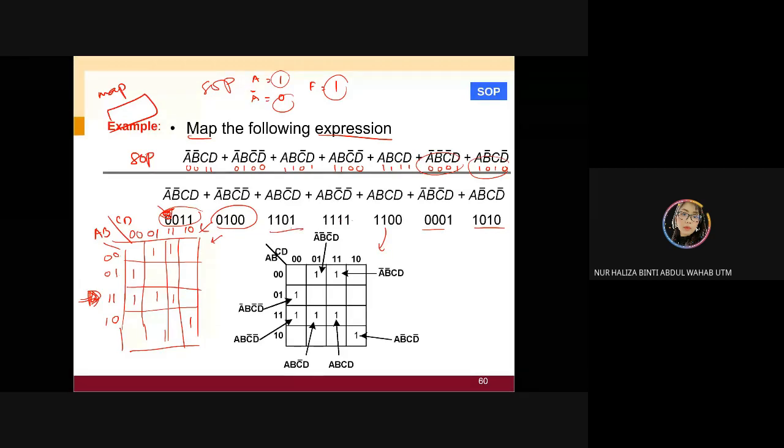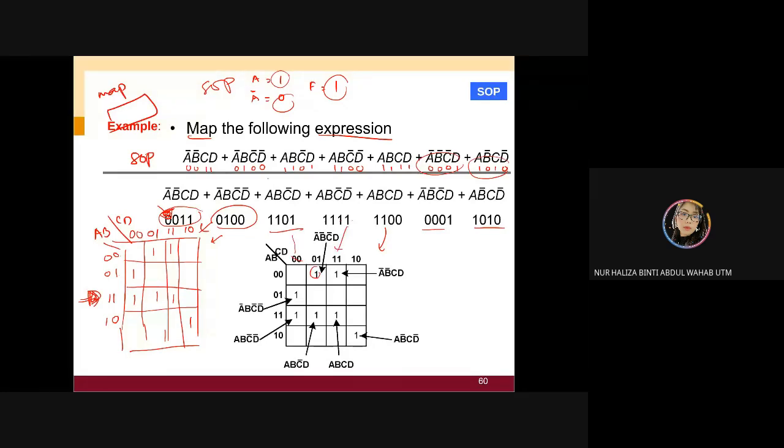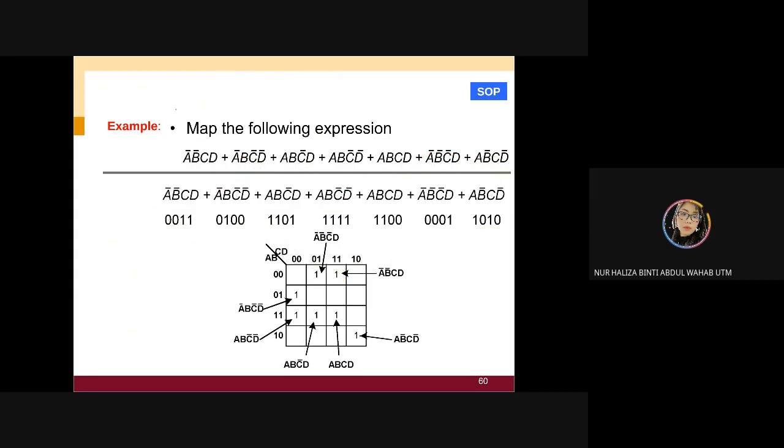Why don't you do it by yourself, and you come up with it here? Don't just simply look and say, oh, this is the answer, oh, this is how you draw. Instead, please come out with the binary values, and then draw by yourself to practice. Okay, that is for this example.